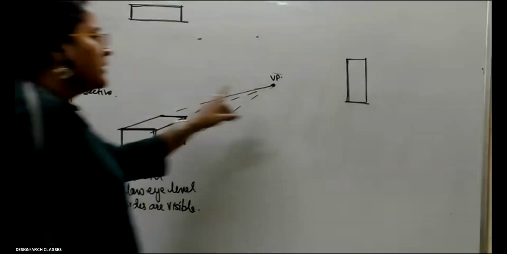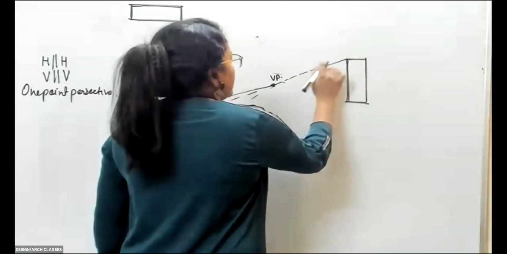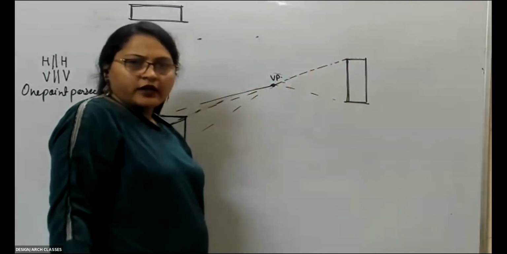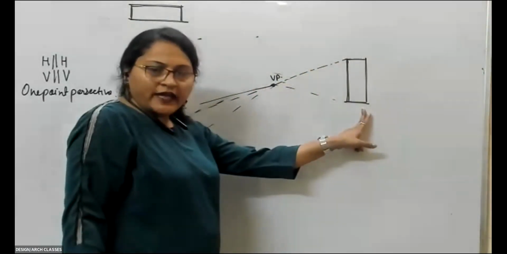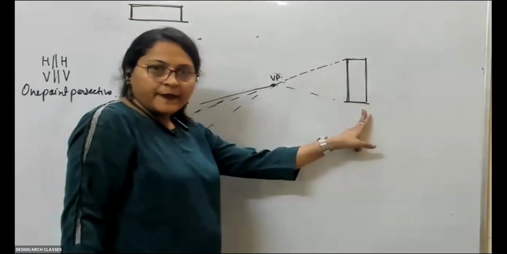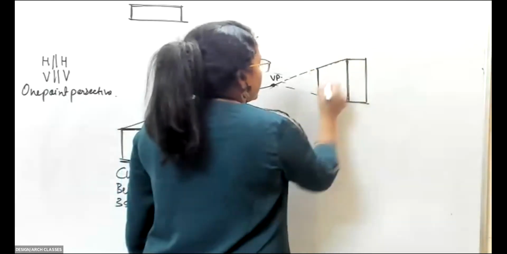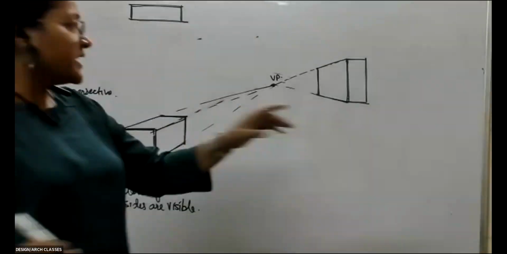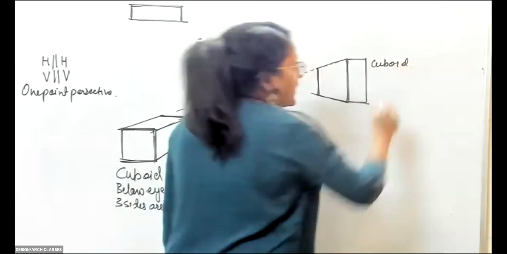Okay. Look at this rectangle. Again, I'm going to join it through the edges. Can I join the third side here? No. So, vertical parallel, vertical parallel. Is it a cuboid again?